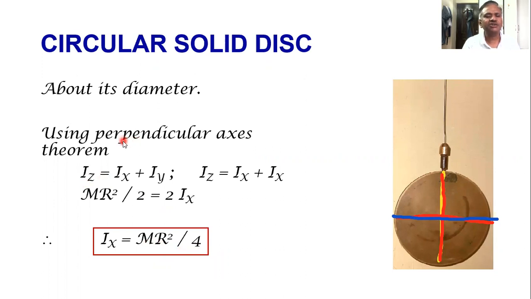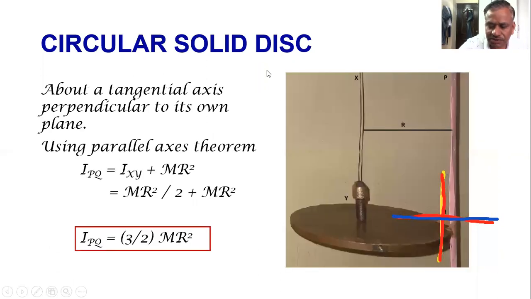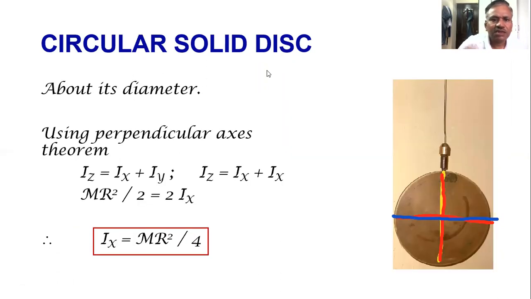I told you, it uses the perpendicular axis theorem: Iz equals Ix plus Iy. About this axis or about this axis, both are the same here. So the moment of inertia about its diameter, any diameter, it may be like this or like this, becomes M_r square by 4. Next.